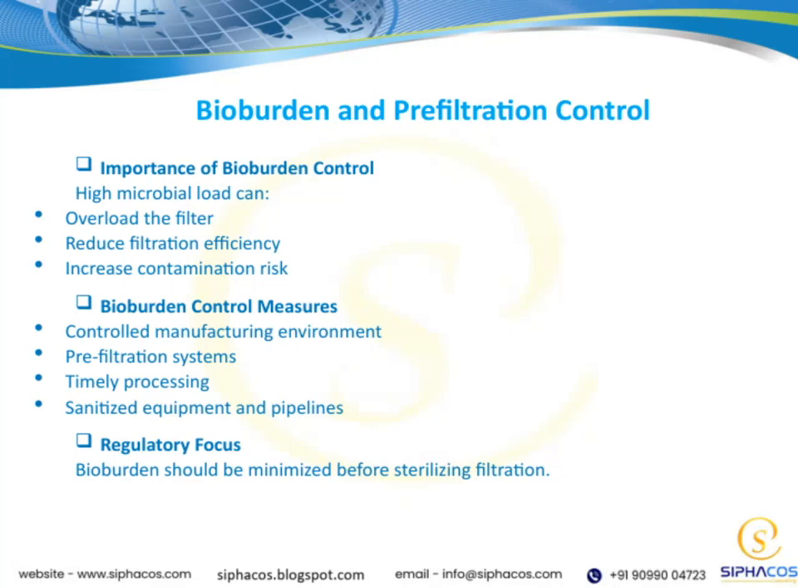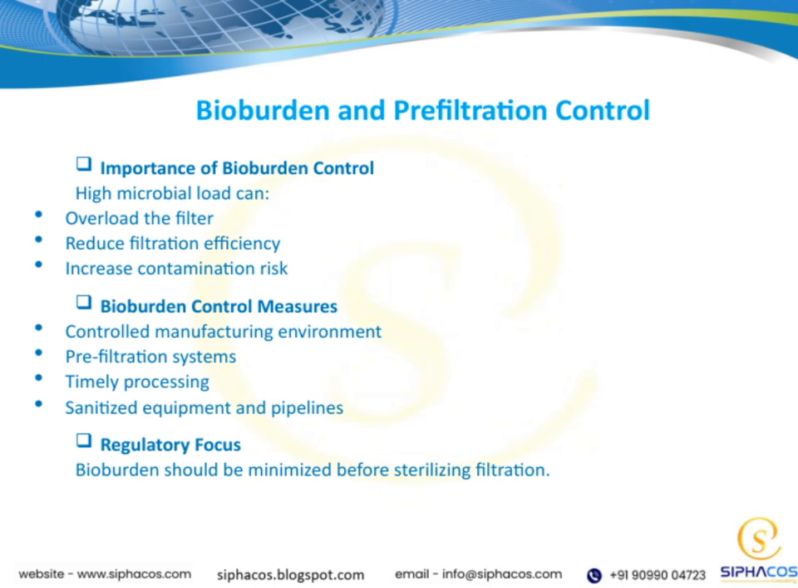Let's talk about bioburden and prefiltration control. First, why is bioburden control so important? Well, a high microbial load can really cause issues. It can overload the filter, making it harder for it to do its job effectively. This not only reduces filtration efficiency, but also increases the risk of contamination, which is something we definitely want to avoid. So, what measures can we take to control bioburden?